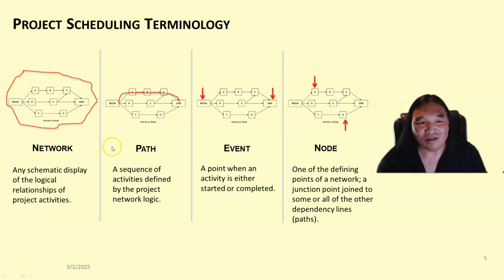So some of the project scheduling terminology. First, what is a network? Basically, a network is a collection of events, or nodes, as they're also called, and how they're related. A path is a sequence of activities defined by this network logic. An event is the beginning or the end. It's when it either starts or ends, and a node is just a point in a network, and it's a junction where it has to basically connect to something else.